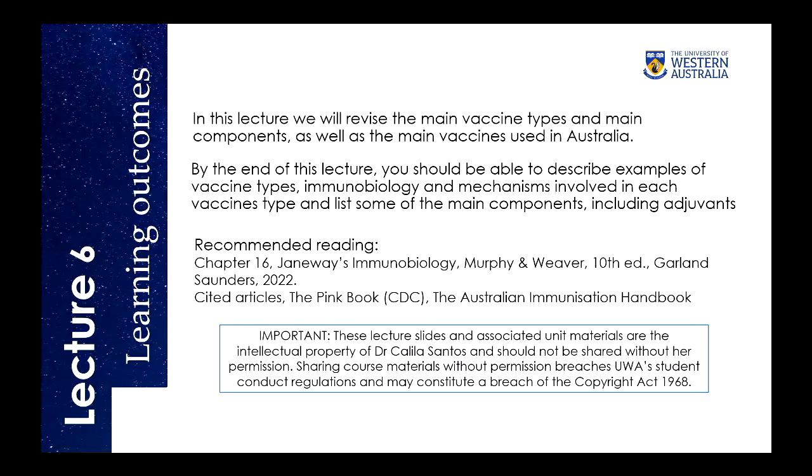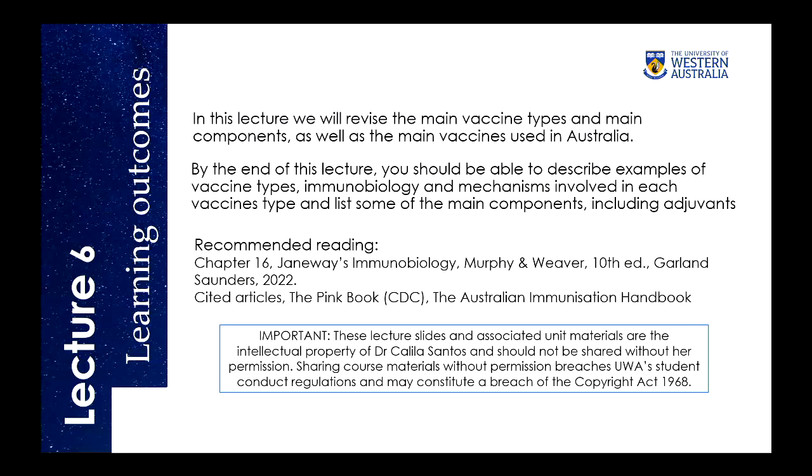By the end of it, you should be able to describe some vaccine types, and the immunobiology and mechanism involved in each broad group of vaccines, not necessarily each vaccine itself, but you need to understand how, say, a live vaccine works versus an mRNA vaccine, so that broad understanding. And list some of the main components, including adjuvants, which for the longest time were only aluminum derivatives, and now there are quite a few that have been introduced in the past few years.